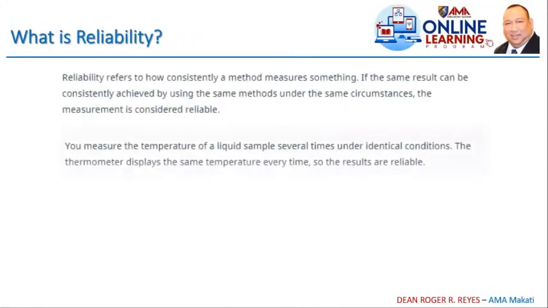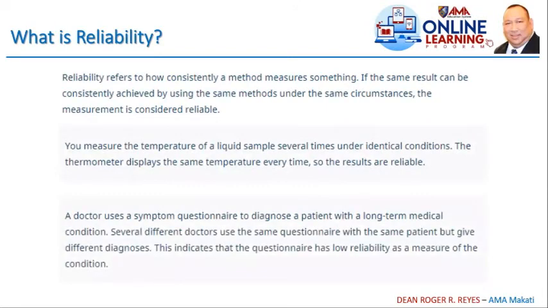So reliability, we say, refers to how consistently a method measures something. If the same result can be consistently achieved by using the same methods under the same circumstances, the measurement is considered reliable. So for example, you measure the temperature of a liquid sample several times under identical conditions. The thermometer displays the same temperature every time. So the results are reliable kasi you can reproduce the measurement a number of times and it gives the same result. So that makes it reliable.